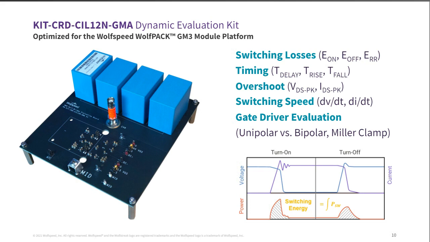And then finally, with the gate driver evaluation, you can evaluate the different partner drivers, or look at gate driver practices like unipolar versus bipolar voltage rails, which is a big topic maybe coming from silicon or other silicon carbide manufacturers to our silicon carbide Wolfpack modules. Or you can evaluate the need for a Miller clamp, or how that affects the performance of the module as well.